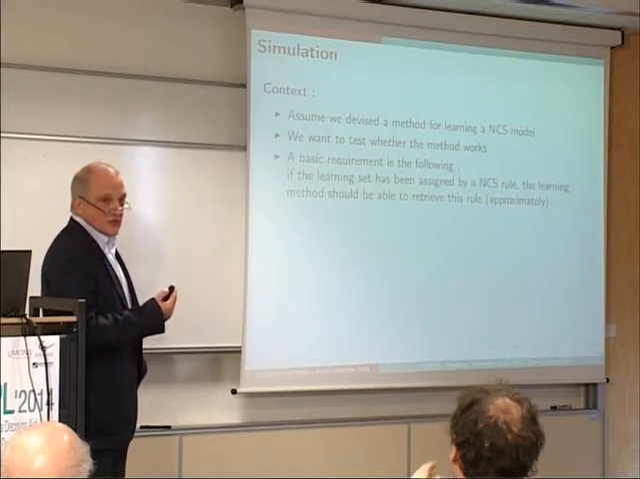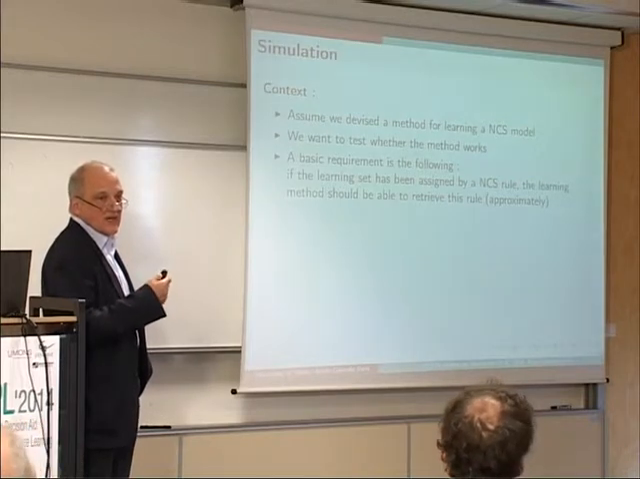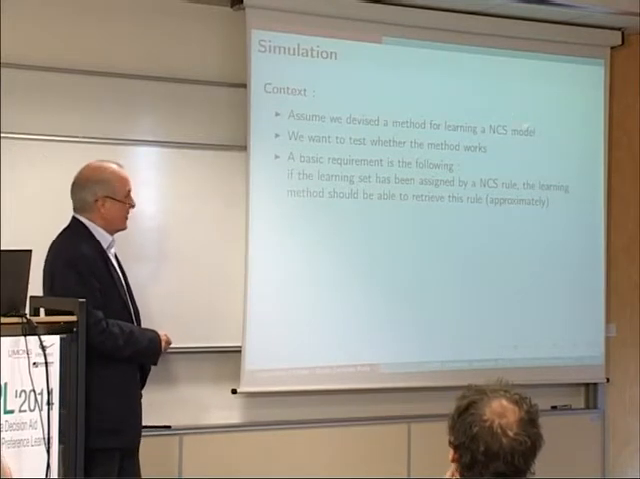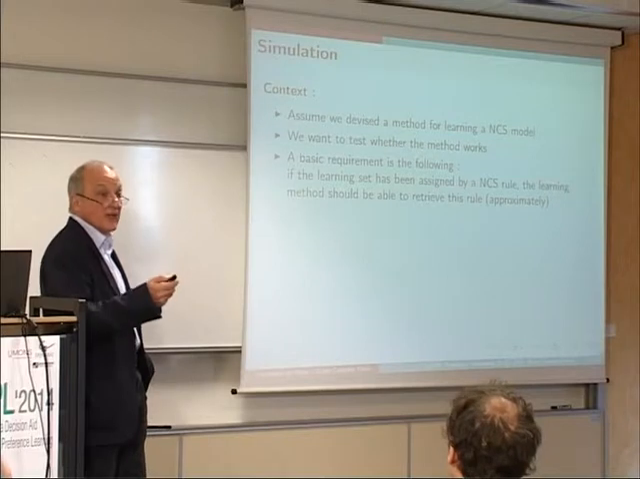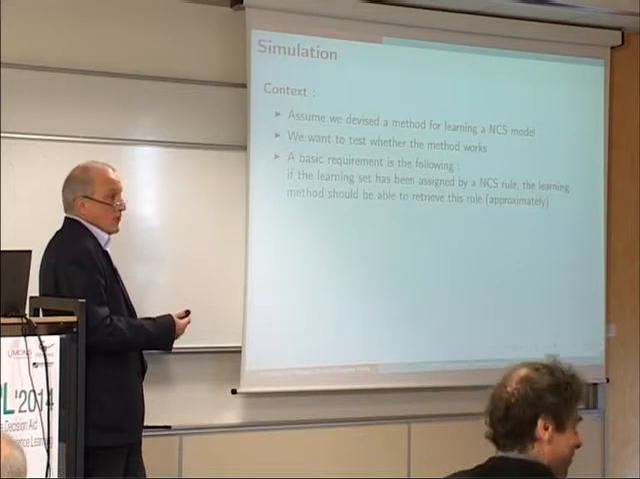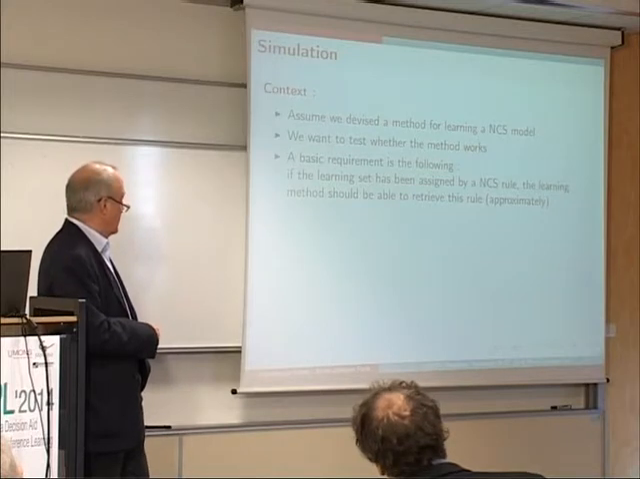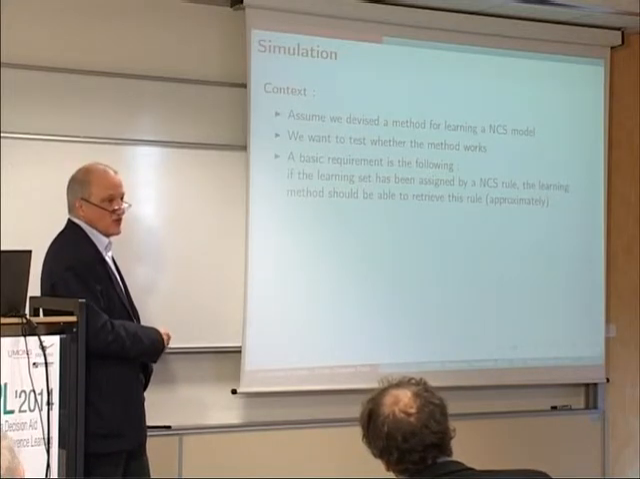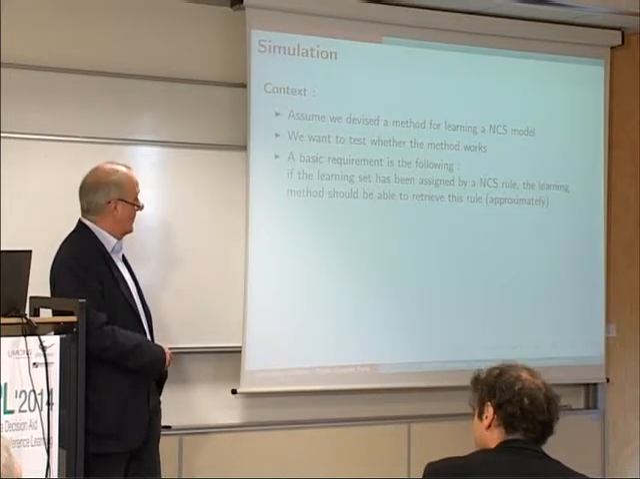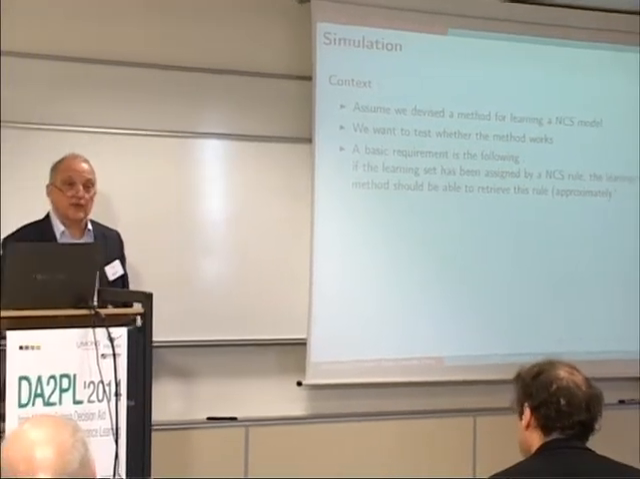So the simulation issue, what is it? We are interested in learning this kind of models. And so if we devise a method for learning an NCS model, a capacitive MR-Sort model, for instance, we want to test if this method works. A basic requirement would be that if the artificial learning set has been assigned by an NCS rule, then the learning method should be able to retrieve it, at least approximately.